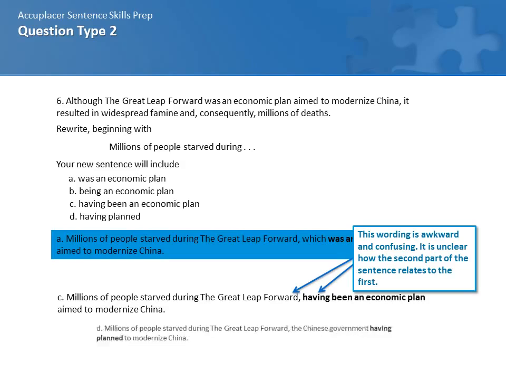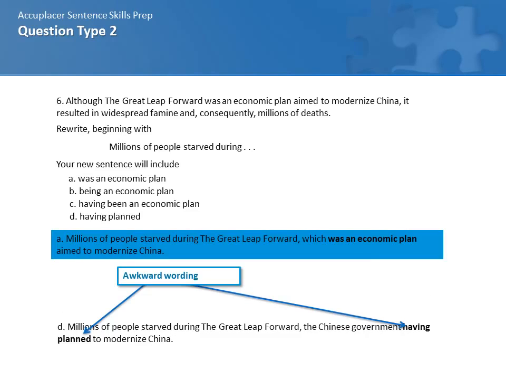And D, millions of people starved during the Great Leap Forward, the Chinese government having planned to modernize China. Again, it's awkward wording, and it does not clearly express the same idea in the original.